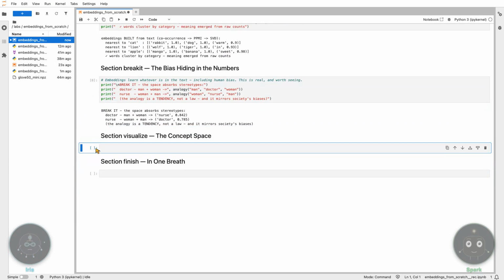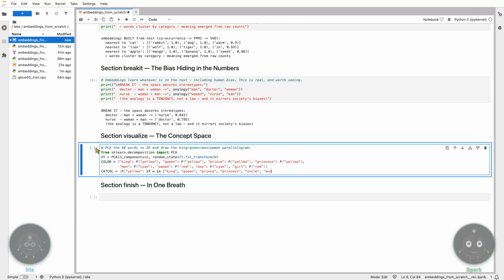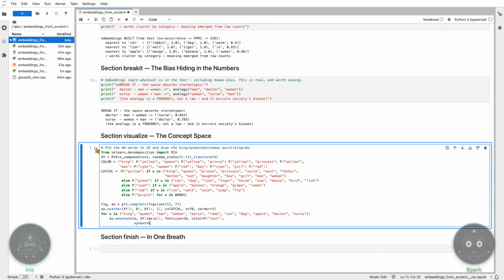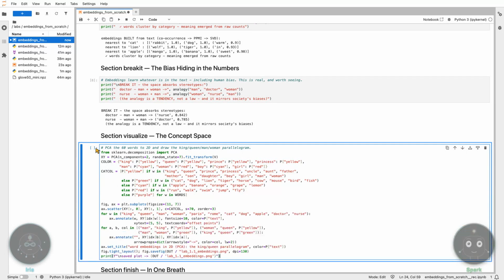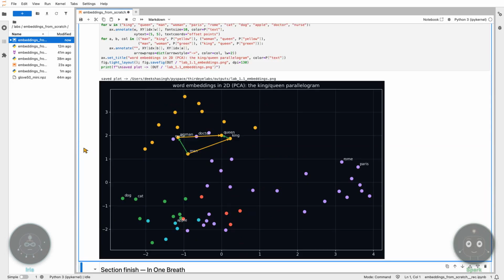Section 8. See the concept space. We squash all 60 words to 2 dimensions with PCA and draw the king, queen, man, woman parallelogram. The royalty arrows line up, just like the episode.